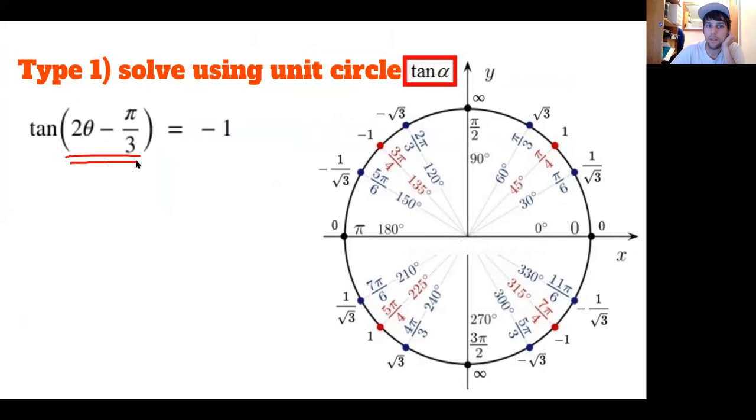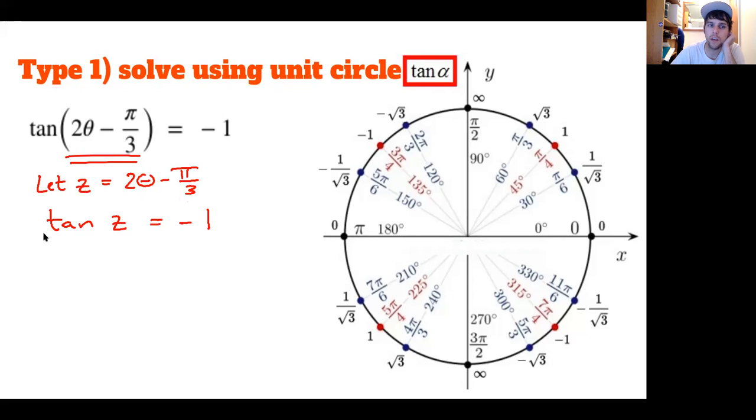So I'm going to start with that substitution. I'm going to be replacing the argument inside of my trig function, so I'm going to create a new variable. Let z equal 2 theta minus pi over 3. So you can just replace that whole thing, keep it kind of simple. Tangent of z equals -1.